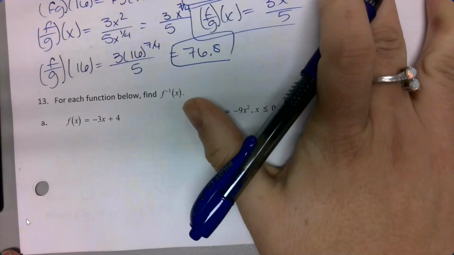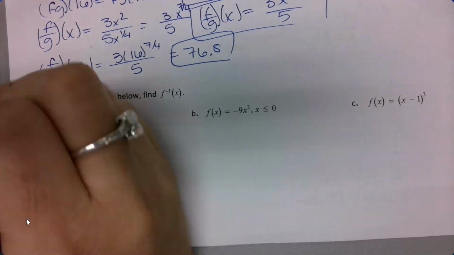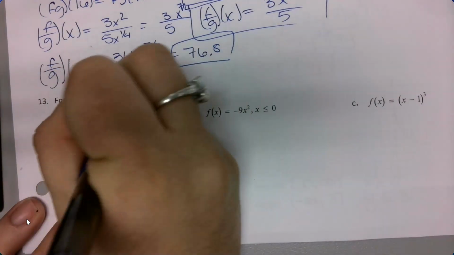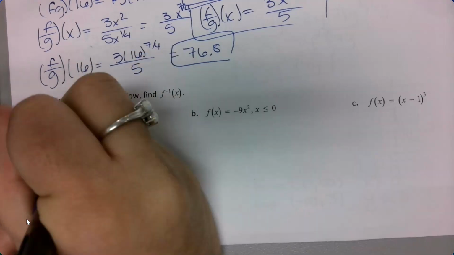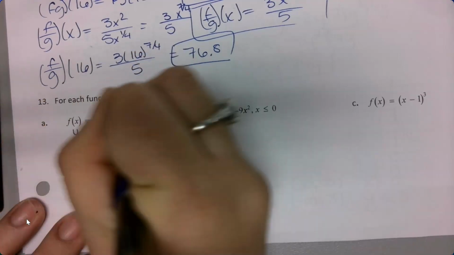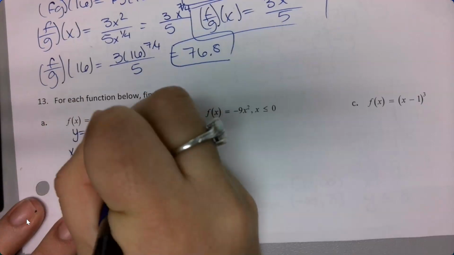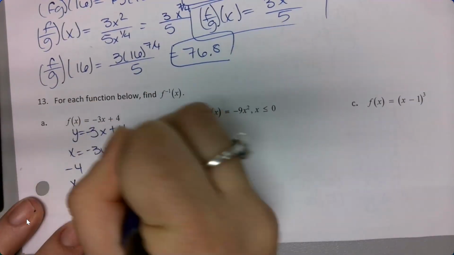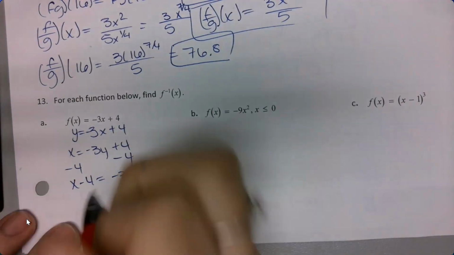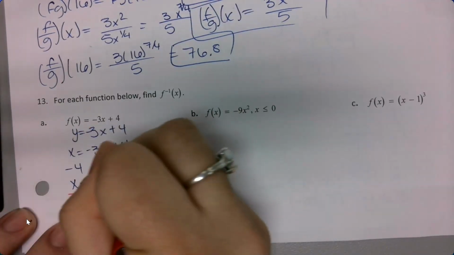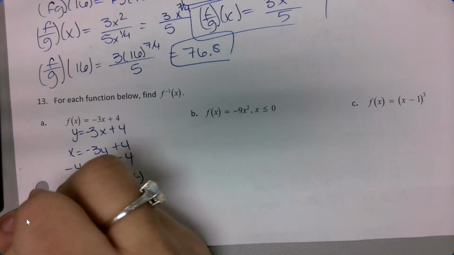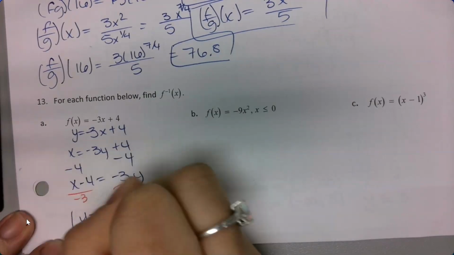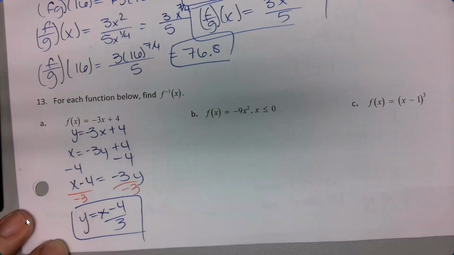Next one wants me to find my inverse function. So I start off by replacing my f of x with y. Then I want to switch my x and y, so I have x equals -3y plus 4. I want to solve for y, so I subtract 4 on both sides. I have x minus 4 equals -3y. I want to isolate my variable, so I divide both sides by -3. I'll have y equals (x minus 4) over 3. I don't have to simplify that any further.